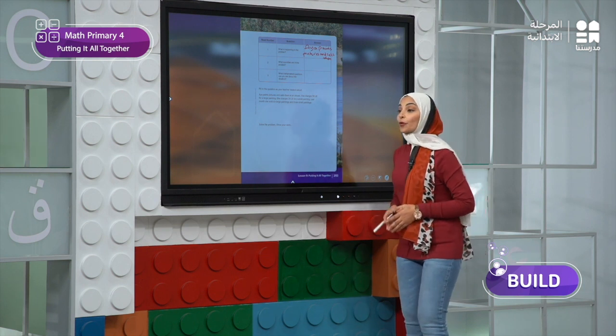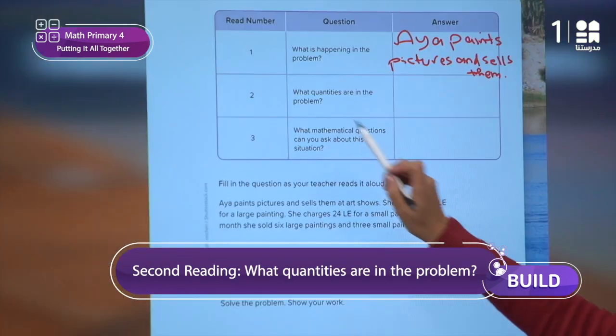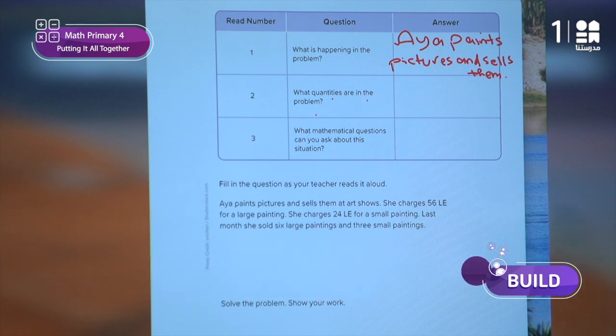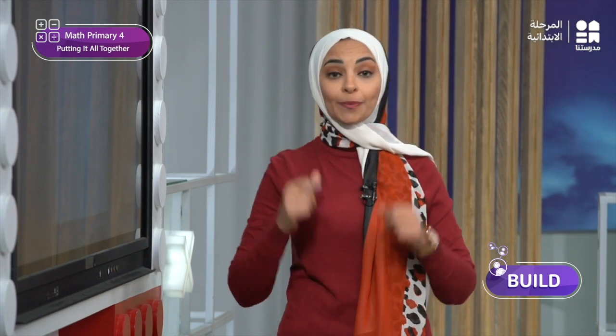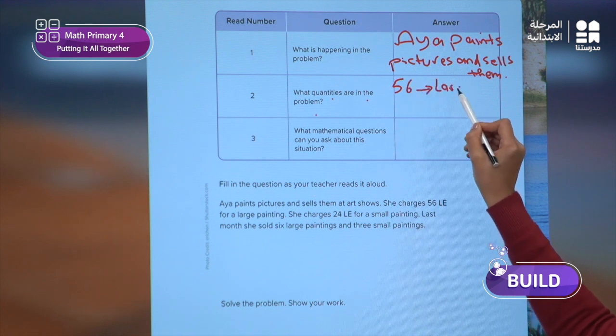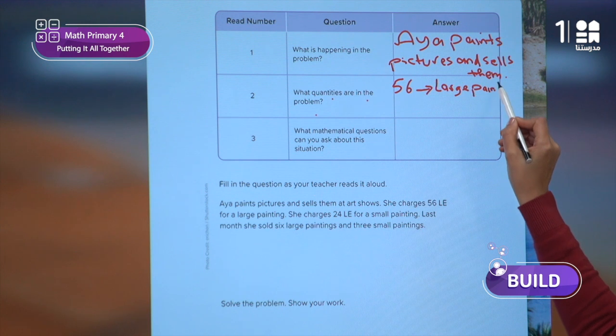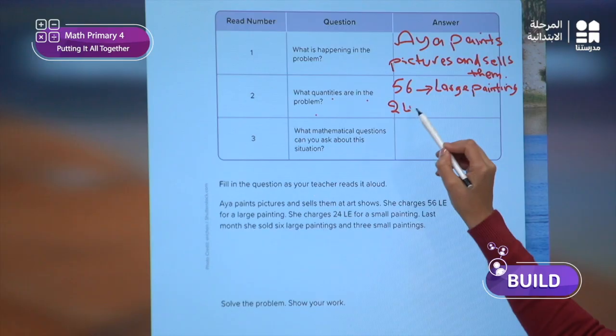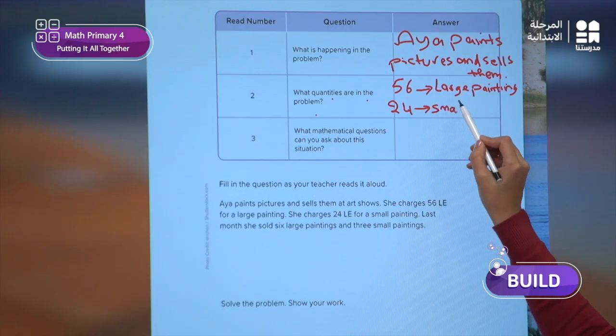If we read the problem for the second time, the question says: what quantities are in the problem? What are the quantities used in the problem? She charges 56 LE for a large painting. Let's write it: 56 LE for large painting. Right? And what else did I learn? She charges 24 LE for a small painting. Let's write it too: 24 LE for small painting.